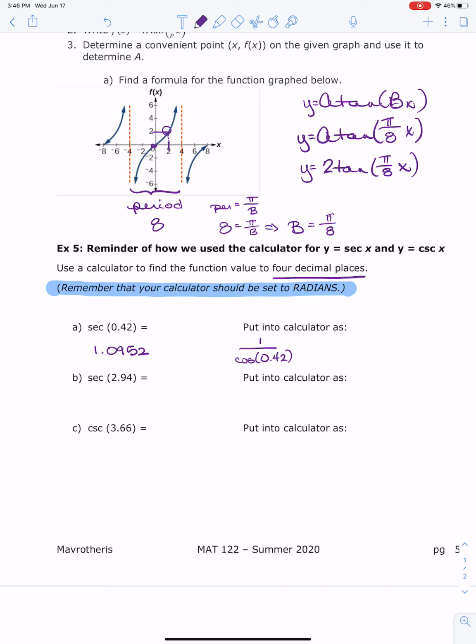B, secant of 2.94. So I've got 1 over the cosine of 2.94. And we get negative 1.0207. Last one is cosecant of 3.66. So I've got 1 over the sine of 3.66. And we get negative 2.0182. And that is it for page 5.